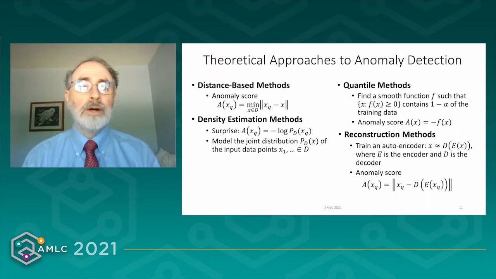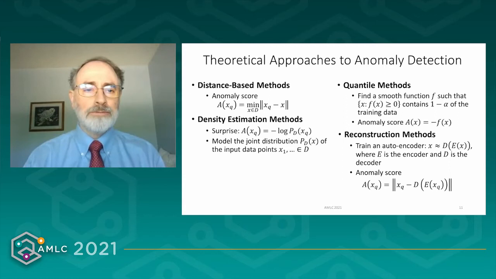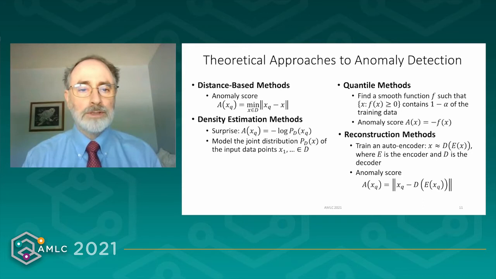Okay, well, there are basically four theoretical approaches that I think cover most of the literature. I think absolutely fundamental is the idea that we need some representation in which we can measure distances. And so a classic thing that's been used in featurized data sets is to just say, let's take the distance from the query to the nearest neighbor in the training data, or the nearest k neighbors, right? And that can give us our anomaly score.